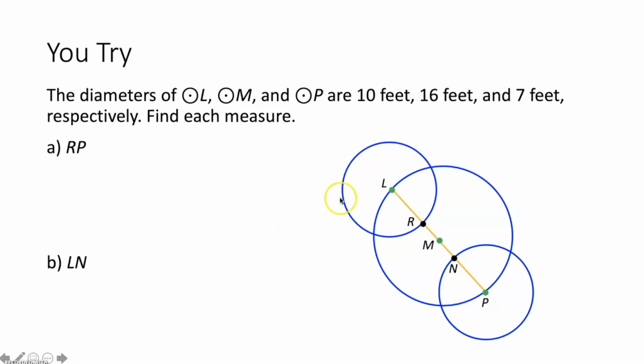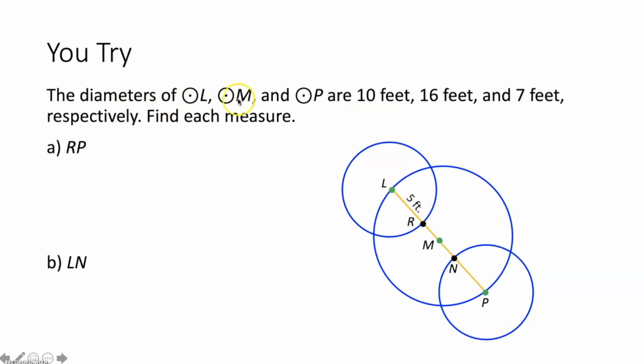Okay, doing the same thing, except this time we have three circles, circle L, circle M, and circle P. We want to label our figure first, just like we did before. So this says the diameter of circle L is going to be 10 feet. Well, we're only given a radius of circle L. Well, remember, the radius of a circle is just the diameter divided by 2. So if I divide 10 feet by 2, I get 5 feet. That would be the measure of segment LR, our radius of circle L.